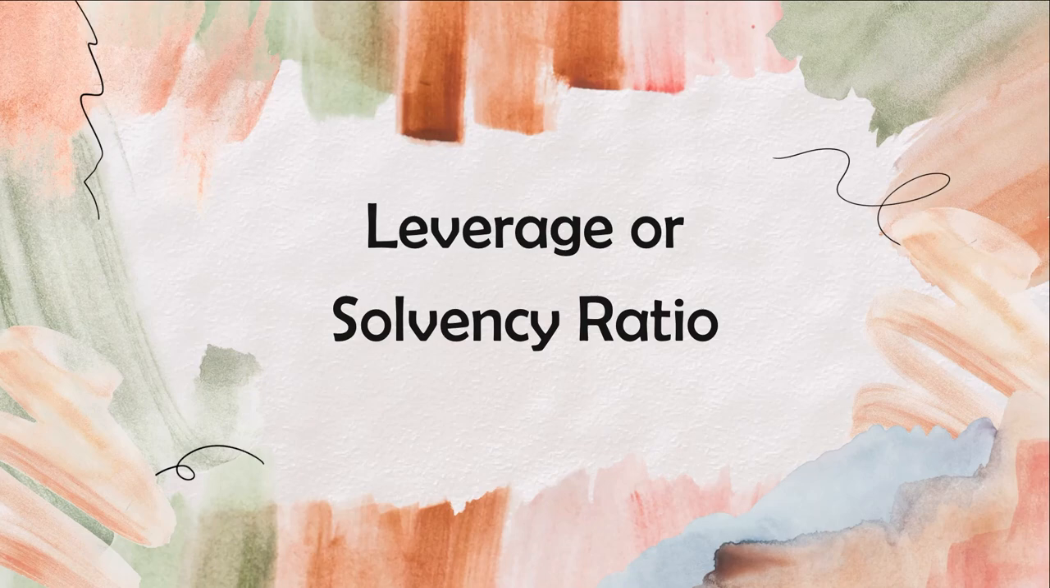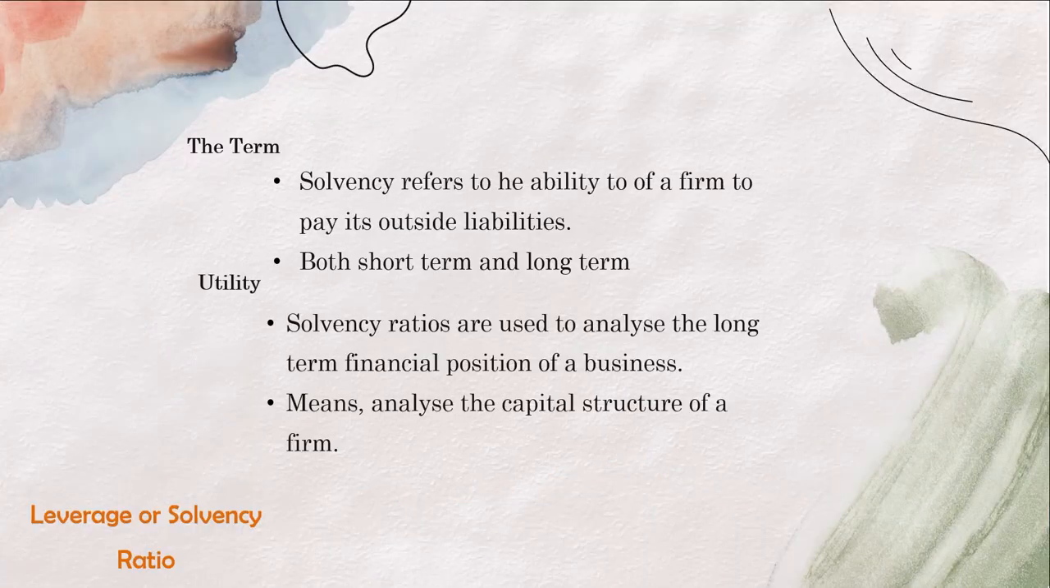Throughout the lessons, we have to learn the concept of solvency ratio and its classifications. The term solvency refers to the ability of a firm to pay its outsider liability, both long-term and short-term liabilities. Simply, the leverage or solvency ratios are those ratios which are used to measure the long-term liquidity position of the company. So we can say solvency ratios are used to analyze the long-term financial position of a firm. Also, it helps to analyze the capital structure of the firm.